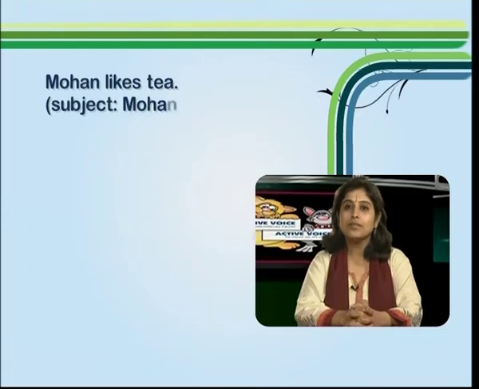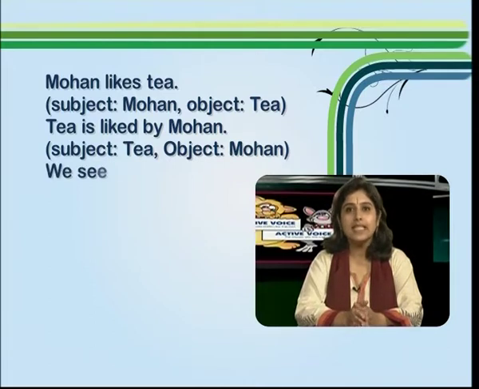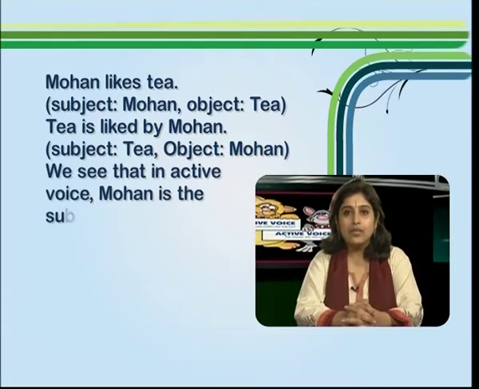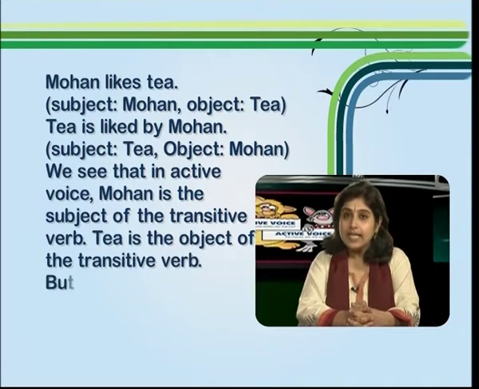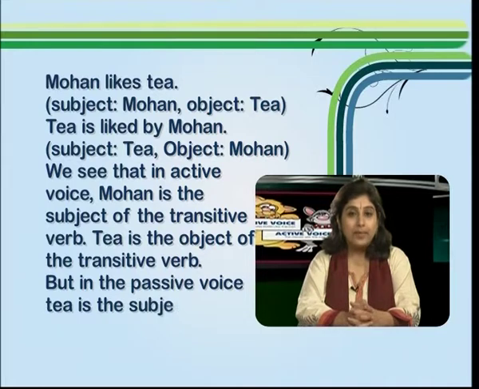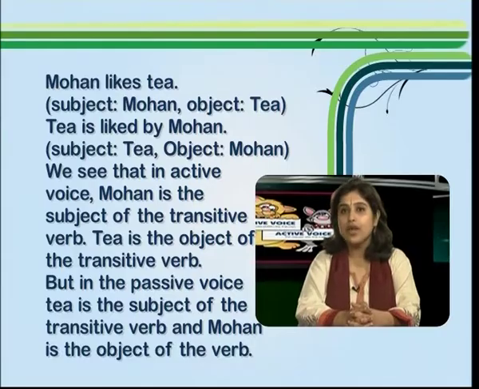Now read these sentences. Mohan likes tea. The subject is Mohan and the object is tea. The tea is liked by Mohan. Here the subject is tea and the object is Mohan. So we see that in active voice, Mohan is the subject of the transitive verb. Tea is the object of the transitive verb. But in the passive voice, tea is the subject of the transitive verb and Mohan is the object of the verb. Thus, we conclude that when a verb is changed from active to passive voice, the object of the transitive verb in the active voice becomes the subject of the transitive verb in the passive voice.